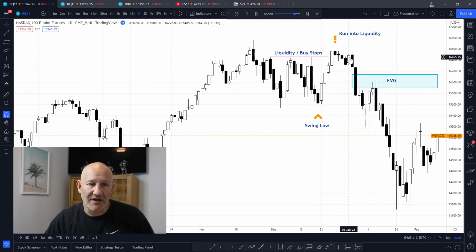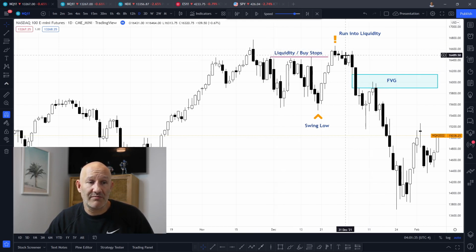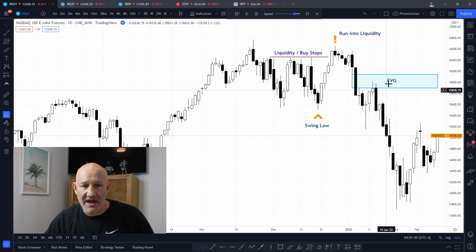Before the market starts to fall backwards, we have a fair value gap form here. The market trades back into that zone before traveling lower. Now, the thing to keep in mind is from previous lessons, we've talked about displacement highs and displacement lows, and in between those is where we'll find the fair value gap. So this run into liquidity here, these buy stops, that's our displacement high, and our swing low here is our displacement low, and to the right of that you can see our fair value gap. So that's where we'd expect to find it.